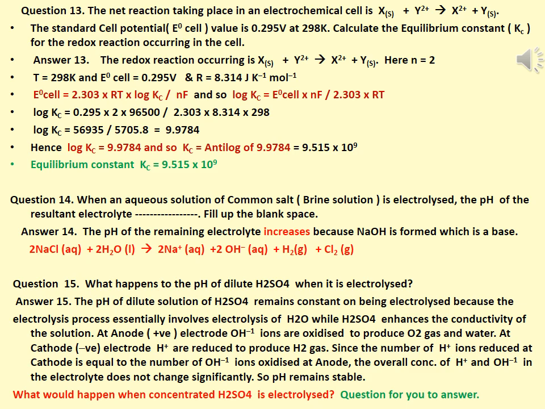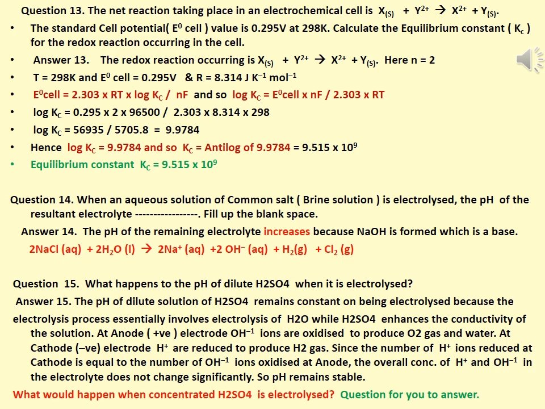Already we have come across this electrolysis of brine solution. We have seen the equation 2NaCl plus 2H2O gives 2Na plus aqueous plus 2OH minus aqueous plus H2 gas at cathode plus Cl2 gas at anode. Therefore, since in the electrolyte NaOH, a base, is formed, the pH of the remaining electrolyte will increase. So the pH of the remaining electrolyte increases because caustic soda NaOH is formed, which is a base.